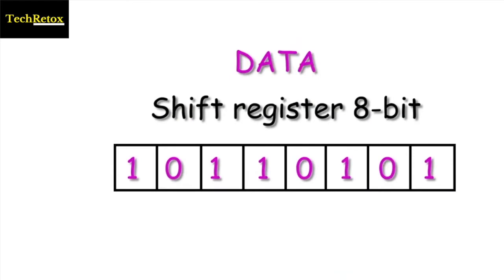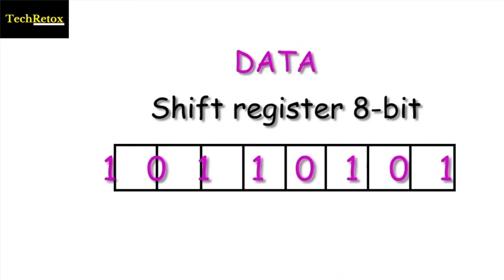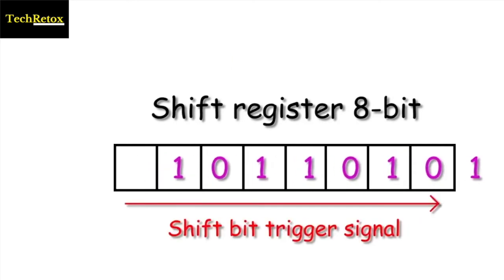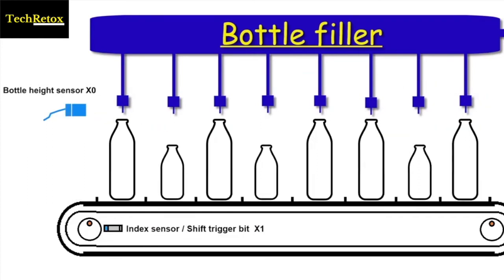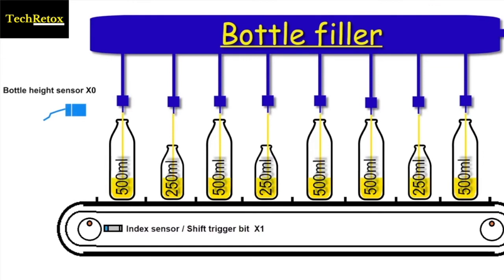The shift register has some data inside it and it is shifted or rotated across the register each time the shift instruction is triggered. Now let's see an example so that we can understand how to use a shift register to execute complicated tasks in an easier way. Here we have a bottle filler with 8 filling nozzles, and this filler will be filling 2 different sized bottles, which are 250 ml and 500 ml. For this filling task, we have to track the bottle size under each filling nozzle accurately.